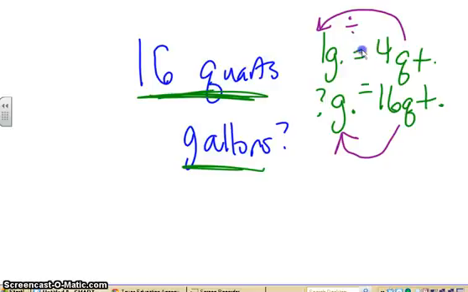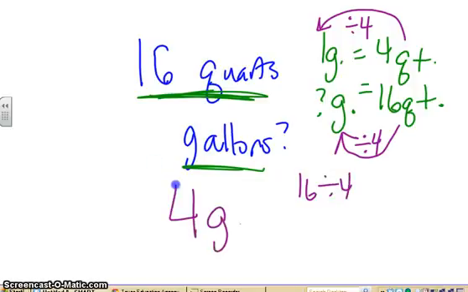So I know that 4 divided by 4 equals 1 because a number divided by itself always equals 1. So if I do it to the top, I have to do it to the bottom. So I divide by 4 down here. So I got to do 16 divided by 4, which is 4 gallons. So using our mathematics chart and using our multiplication and division skills and lining our numbers up with the correct measurements, we can do this very easily.